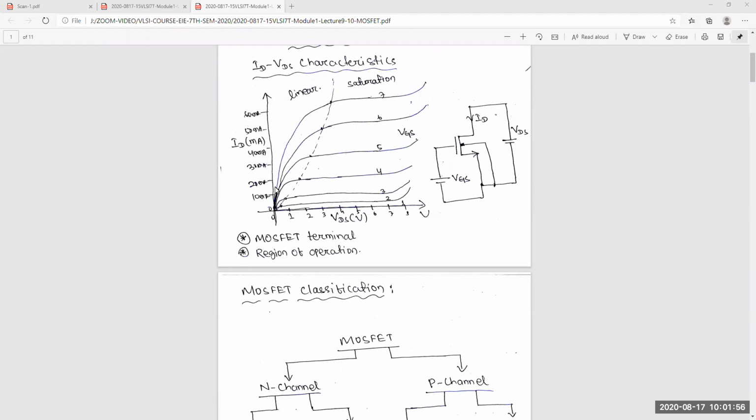First, you can see the right side figure is the MOSFET. This is an N channel MOSFET. Here this point is the gate terminal, this is drain, this is source, and this is body. Here source and body are connected, and we are giving a VGS, gate to source voltage, a positive voltage, and the drain to source voltage, VDS.